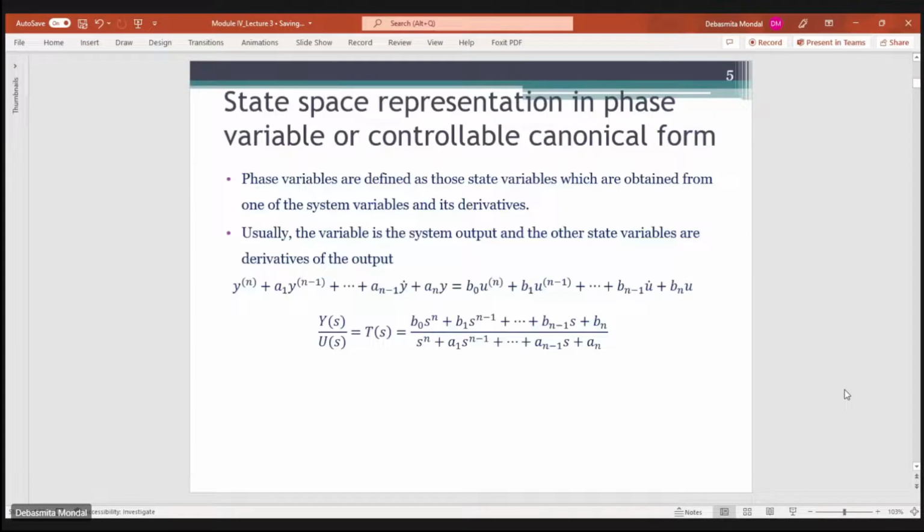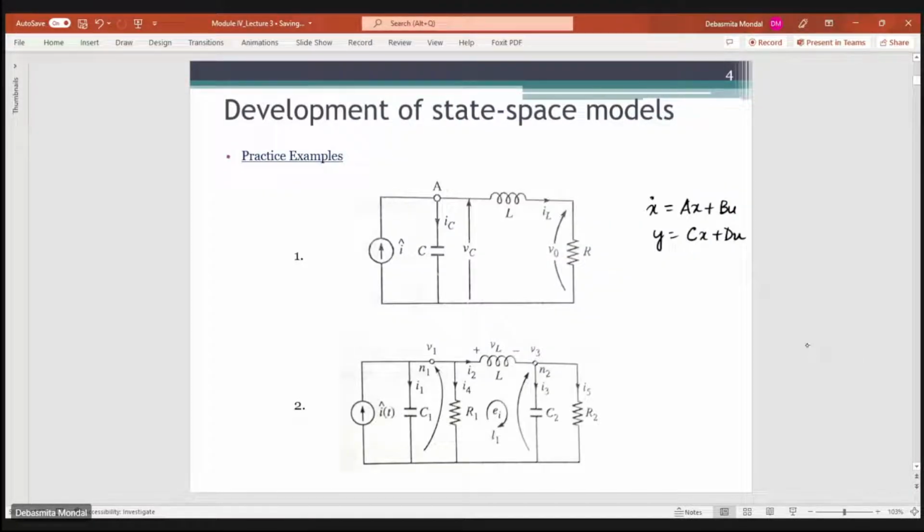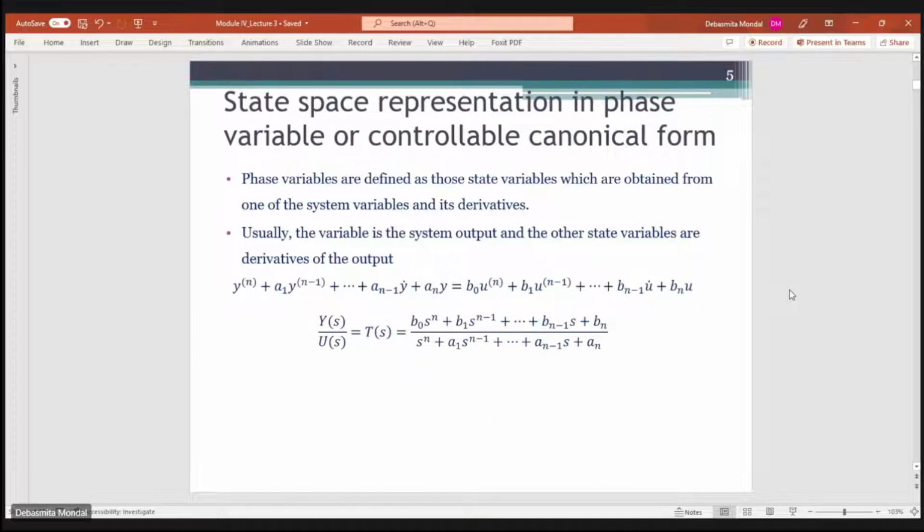Okay, so in general, this is the form of the state variable or state space representation of any system. Now depending on the form of the matrix A, the matrices A, B, C and D can be expressed in different forms. We can express the state space representation in three different kinds of forms. One is known as the phase variable or controllable canonical form.